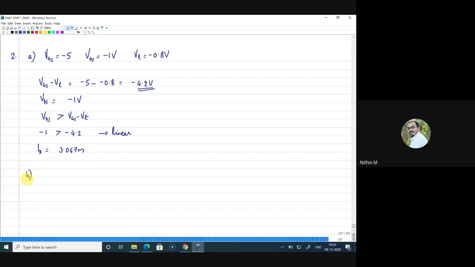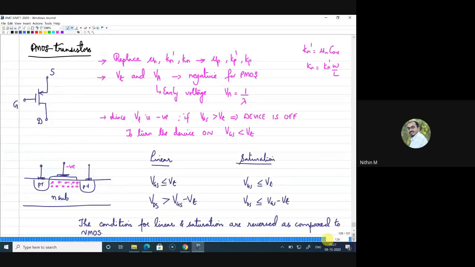Second case is saturation, and your drain current value is equal to 0.597 milliamps. Now, one thing to note here is, if you remember, I have told you for an NMOS device, the overdrive voltage will always be positive. But for a PMOS device, if we write it as VGS minus VT, this should always be negative.